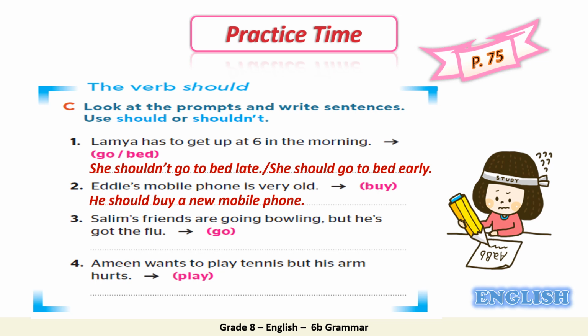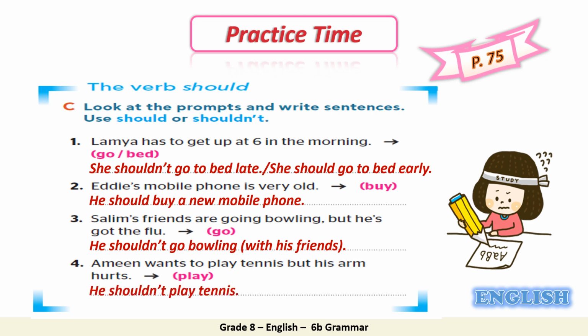Sentence number 3. Salim's friends are going bowling, but he's got the flu. Well done. He shouldn't go bowling with his friends. Sentence number 4. Amin wants to play tennis, but his arm hurts. Excellent. He shouldn't play tennis.